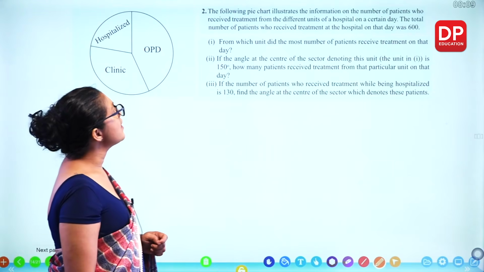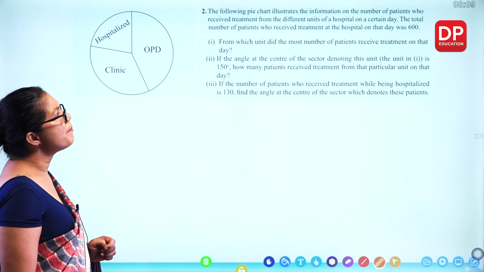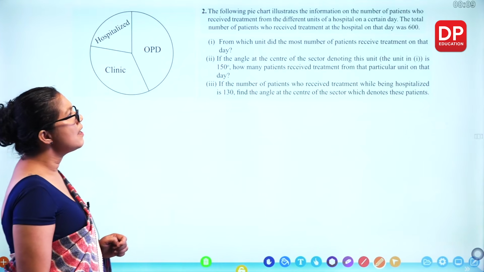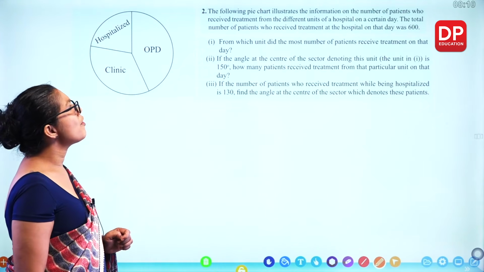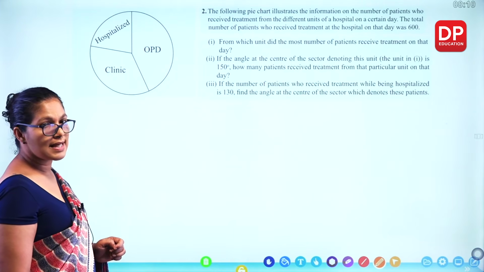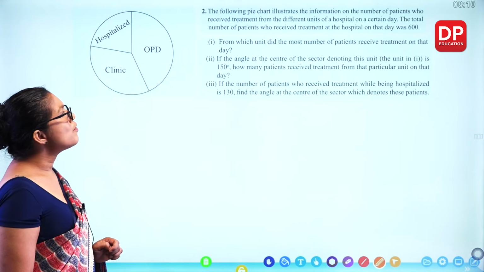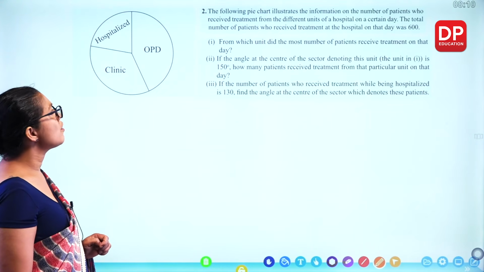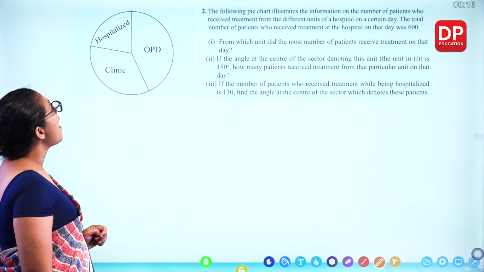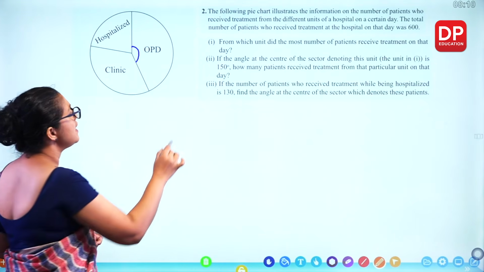Now we'll look at the second question. It says the following pie chart illustrates the information on the number of patients who received treatment from the different units of a hospital on a certain day. The total number of patients who received treatment at the hospital on that day was 600. So altogether 600 were there. From which unit did the most number of patients receive treatment on that day? Look at the pie chart. Which angle is the highest one? We see this angle. That's the OPD unit.